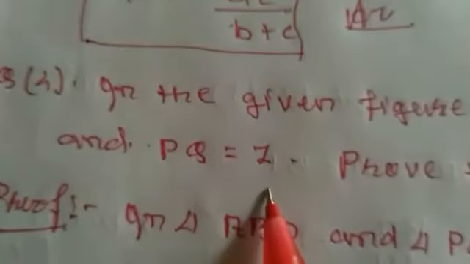Now let's see one more question. In the given figure, AB parallel to PQ parallel to CD, AB equals X, CD equals Y, and PQ equals Z. So now we have to prove that 1 by X plus 1 by Y equals 1 by Z.